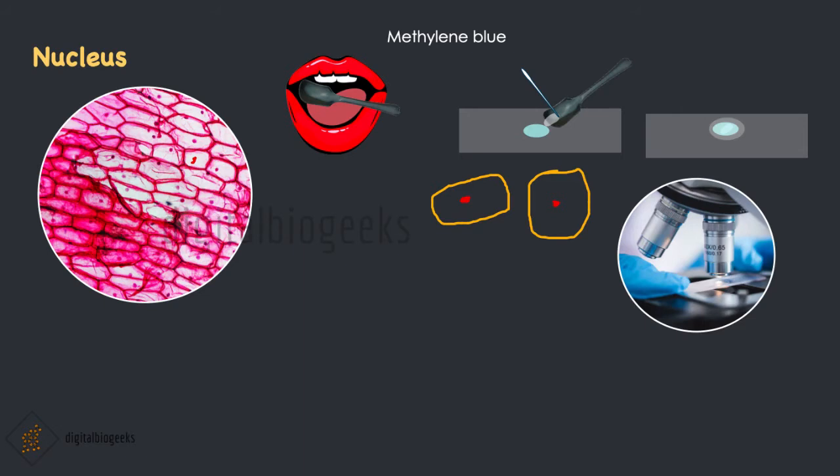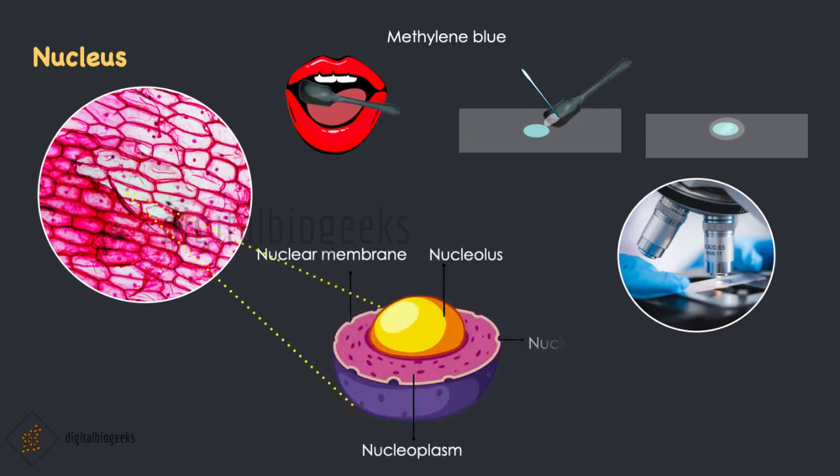The nucleus is covered with a double layered membrane which is called the nuclear membrane. Here you can see the double layered membrane. And in the nuclear membrane there are pores. They are called nuclear pores. These pores will allow the transfer of materials to and from the nucleus. The center part is called the nucleolus, and the fluid inside this nucleus is called nucleoplasm.